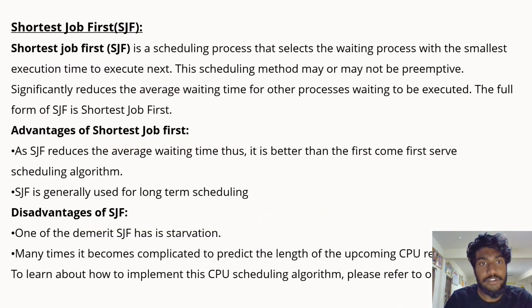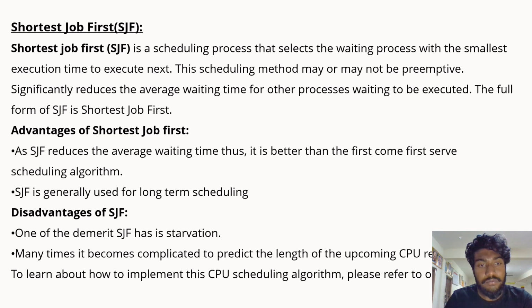Shortest job first (SJF) is a scheduling process that selects the waiting process with the smallest execution time to execute next. This scheduling method may or may not be preemptive, and it significantly reduces the average waiting time for other processes waiting to be executed. The full form of SJF is, as we know, shortest job first. Advantages of SJF: it reduces the average waiting time, thus it is better than the first come first serve scheduling algorithm. SJF is generally used for long-term scheduling.